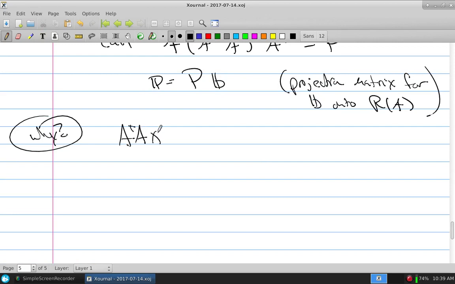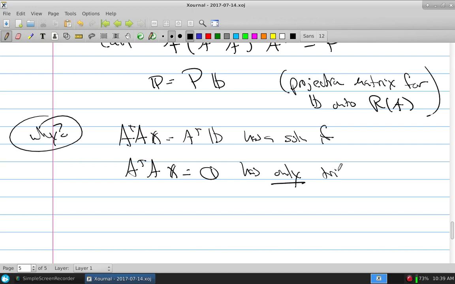A transpose AX equaling A transpose B has a solution if A transpose AX equaling the zero object has only the trivial solution. Because what I'm saying is that you can invert it and move it to the other side as long as I turn this into the homogeneous system and actually say it has only the trivial solution. So what I want to show is that the only thing that makes this thing zero is if x is what? Zero, right?